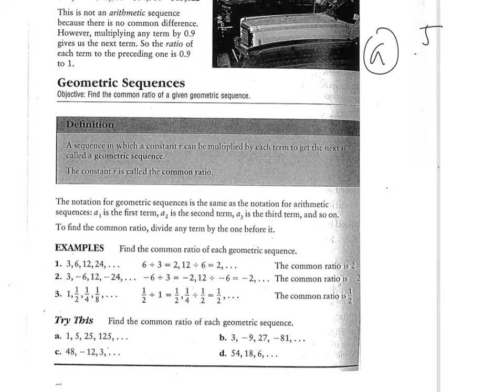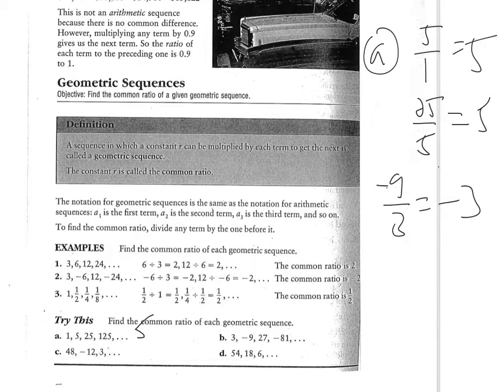So for number A, they're telling us there's a geometric sequence. So if I do 5 divided by 1 or 25 divided by 5, in each case I get 5 as the common ratio. For part B, I'm noticing the alternating signs. So -9 over 3 is -3. 27 divided by -9. Notice I'm using consecutive terms. That's also -3. So that common ratio is -3.